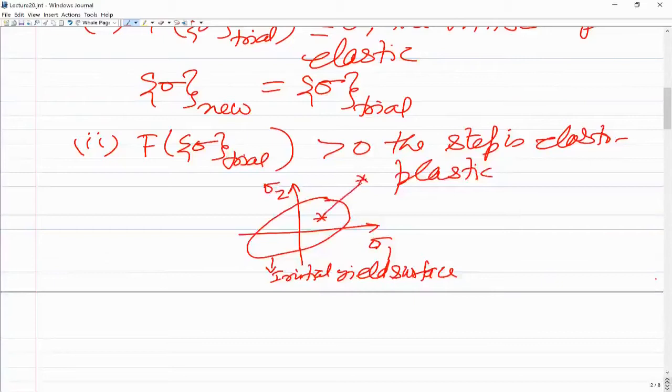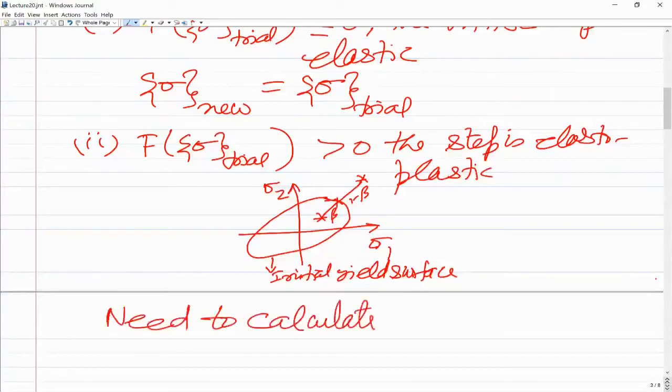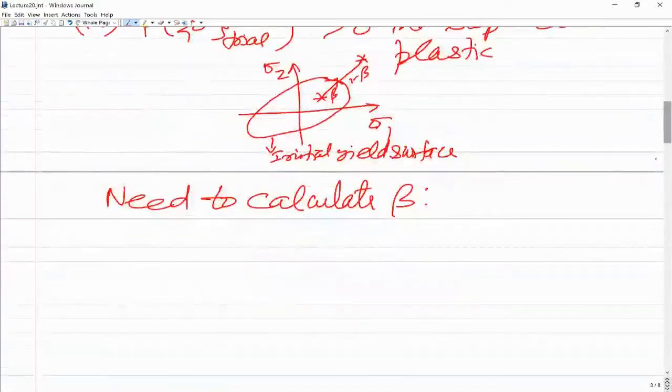So now from here to here, say this portion is beta and this portion is 1 minus beta. Then we need to calculate beta, that is, what part of the step is elastic and what part of the step is elastoplastic. So we need to calculate beta. So how do we calculate that?